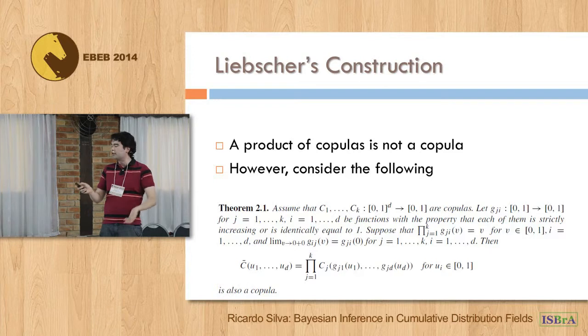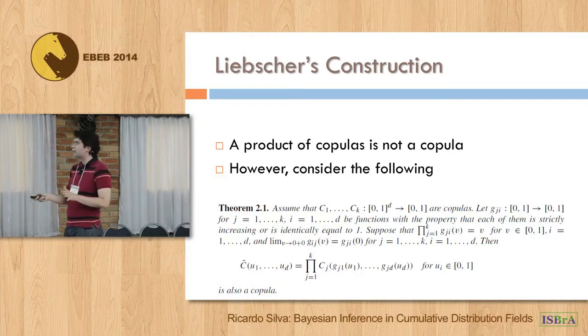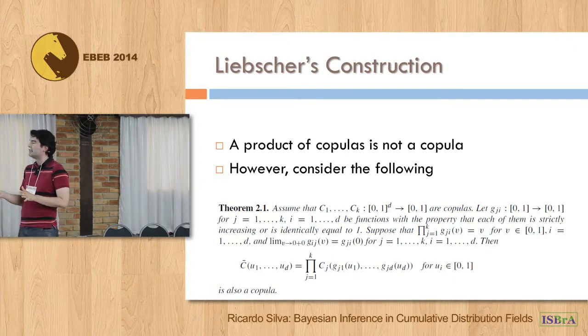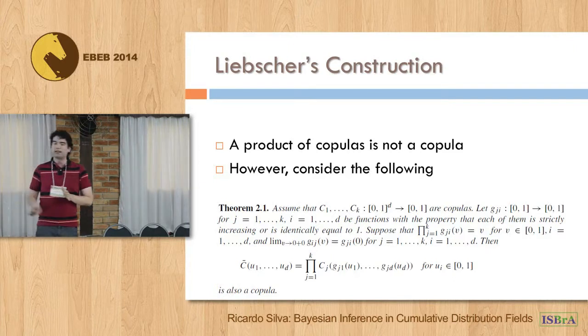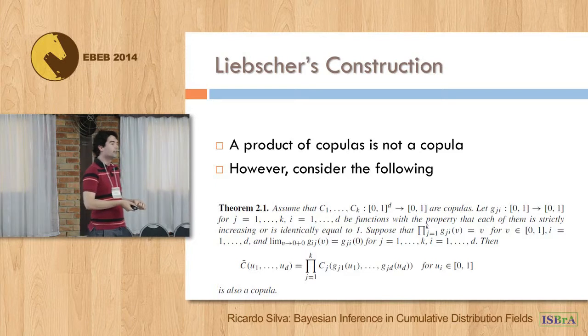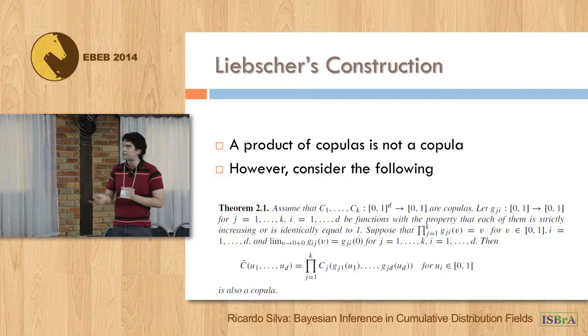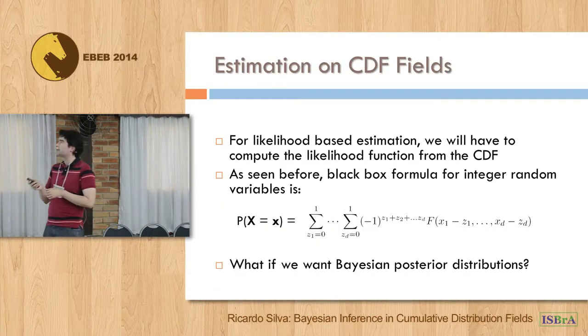But there are ways around that, which I'm not going to get into detail here, where you can do some transformation in each one of the factors so that what you obtain in the end is indeed a copula. Okay? So these are several different points of view in which you can interpret a product of CDFs.